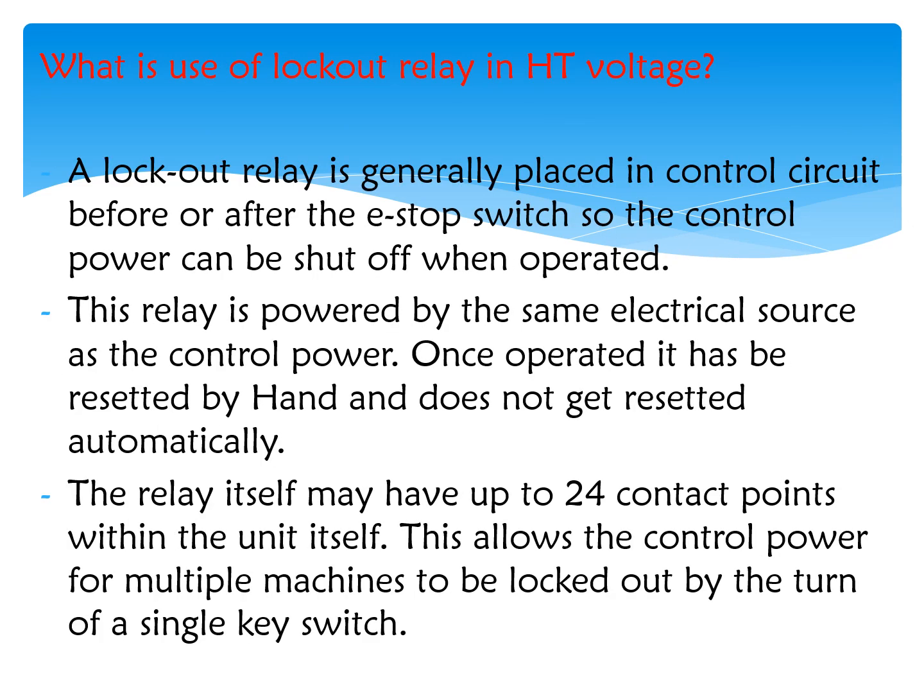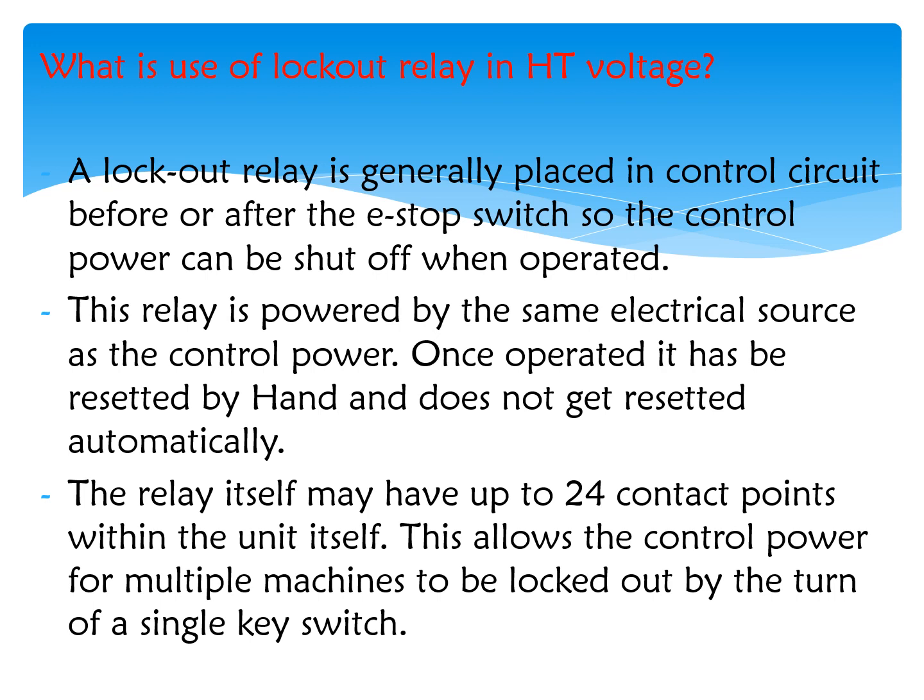What is the use of lockout relay in LT voltage circuits? A lockout relay is generally placed in the control circuit before or after emergency stop switch, so the control power can be shut off when operated. This relay is powered by the same electrical source as the control power. Once operated, it has to be reset by hand and does not get reset automatically. The relay itself may have 24 contacts within the unit itself. This allows control power for multiple machines to be locked out by the turn of one single key switch.